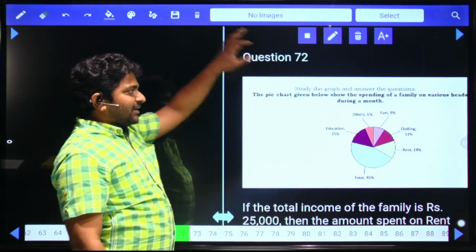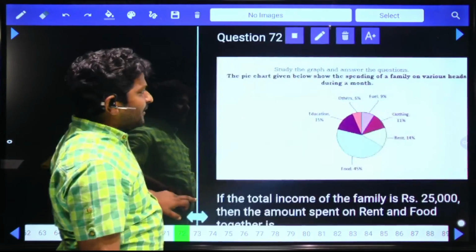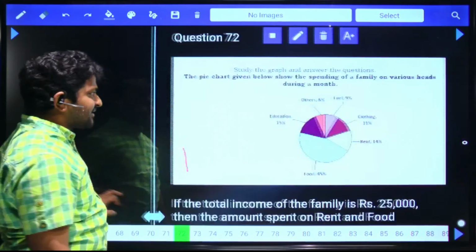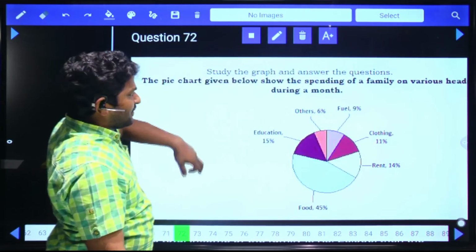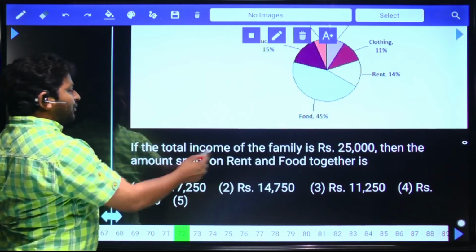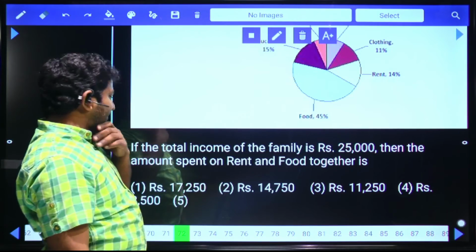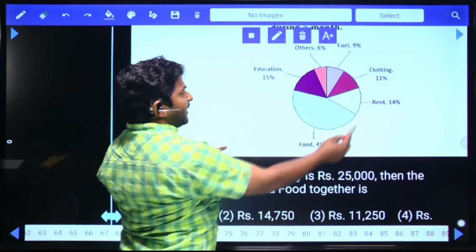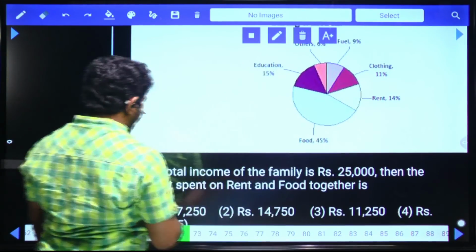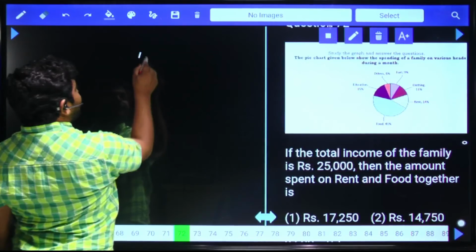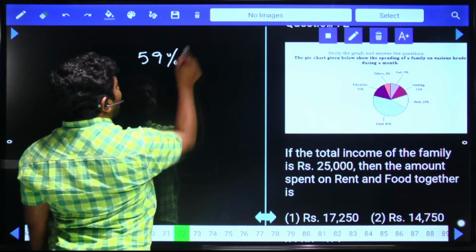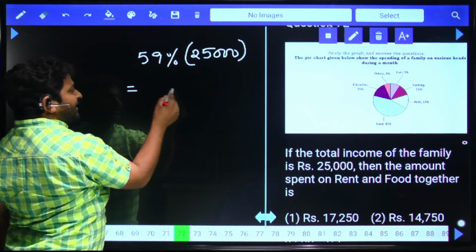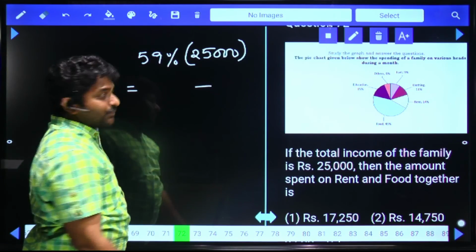Now, this is a pie chart, an easy one. The chart given shows the spendings of a family on various items. If the total income of the family is 25,000, then the amount spent on rent and food together. Rent is 14%, food is 45%. So total it is equal to 59% of 25,000. For 59%, we can take 60% minus 1%.